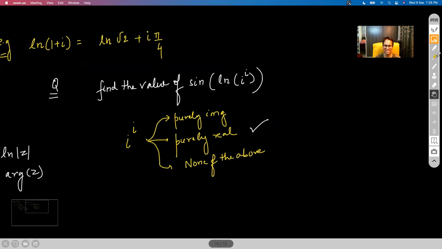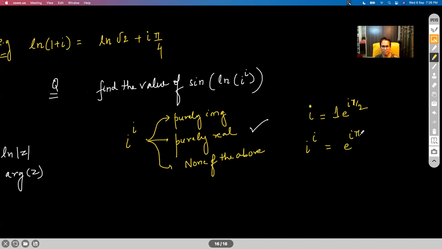Yes. How? Let's see. See, what is i? In Euler's notation, i is 1 e to the power i pi by 2. This is the Euler's notation for i. Remember? r e to the power i theta, and r is 1 for i and pi by 2 is your argument. Okay. So if I do i to the power i, basically you're doing e to the power i pi by 2. By the way, let's not write one and waste our time.